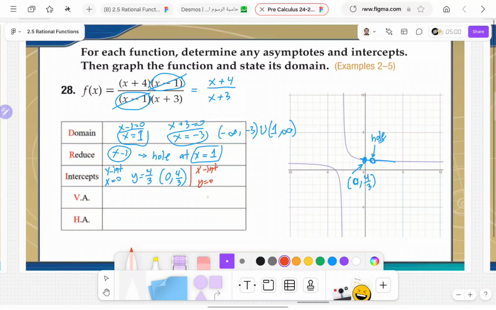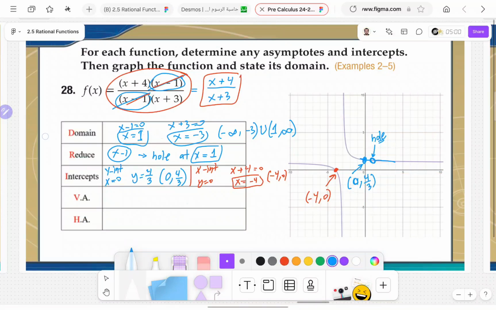So now if I set y equal 0, because we canceled this, I don't have to use the original function. I can use only the simplified one. You don't have to use the original one because I already simplified it. So we take the numerator equals 0, x plus 4 equals 0. So x should equal negative 4. So we just say negative 4 and 0. This one here is the x-intercept, negative 4 and 0.